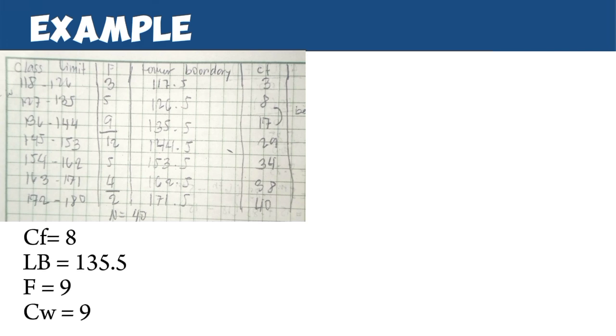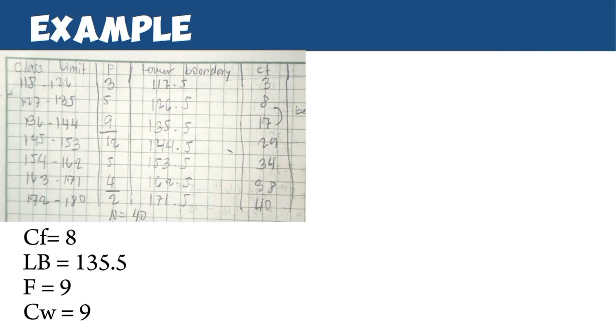So we need to identify the cumulative frequency, lower boundary, frequency, and class width. Here the cumulative frequency is 8, because the value of kn over 4 is 10. So 10 falls under the 17. Before the 17 we have 8. So our cumulative frequency is 8. Kumbaga, ang value ng kn ay 10, so which is under siya sa 17. So before 17 we have 8, so the cumulative frequency is 8.